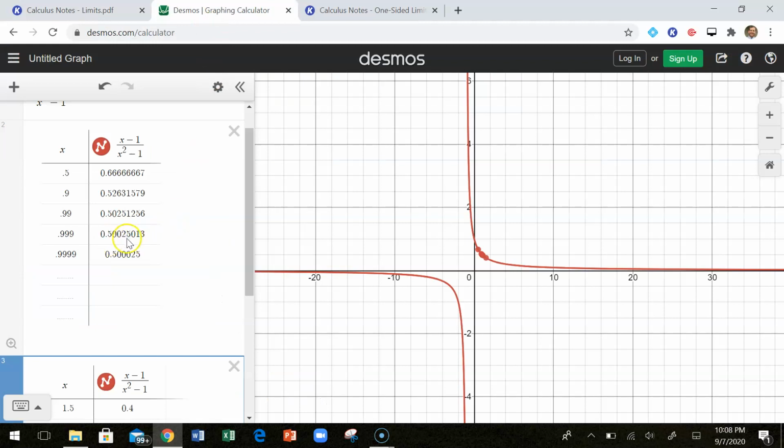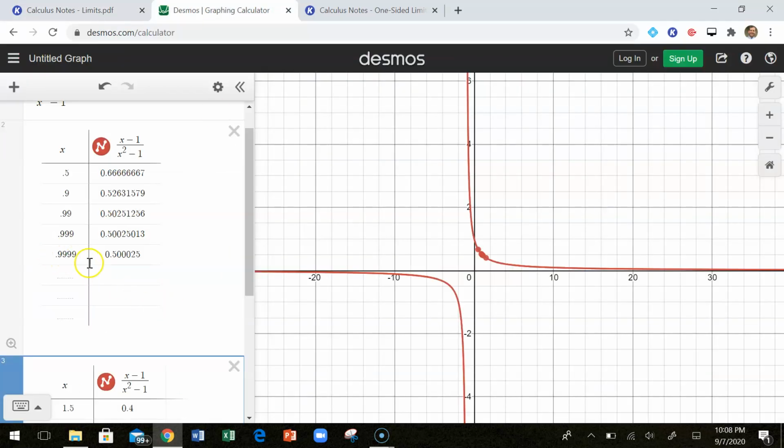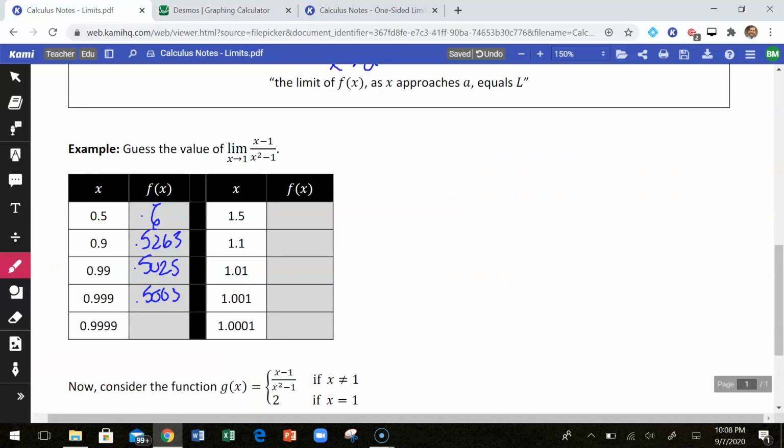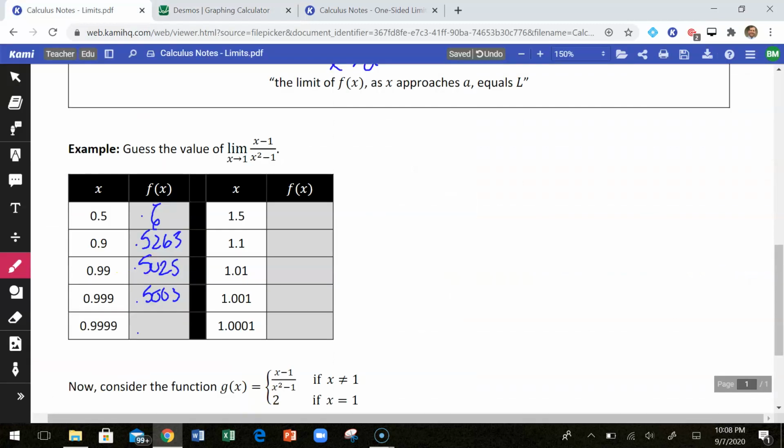0.99, 0.5003. And if we add another 9, 0.9999, 9, we got 4 of them, 0.5000. And if we went a little bit further, I could put a 3 here.